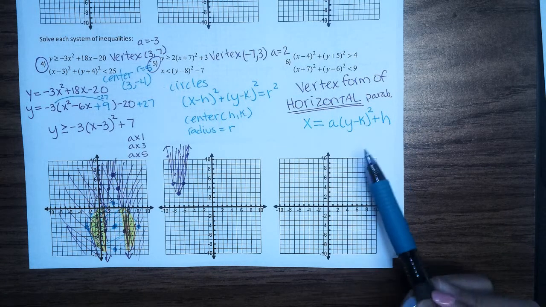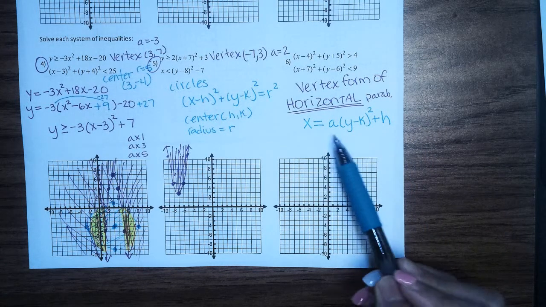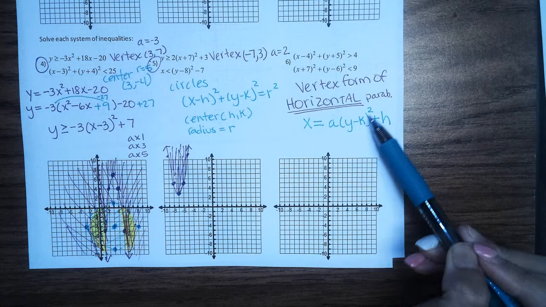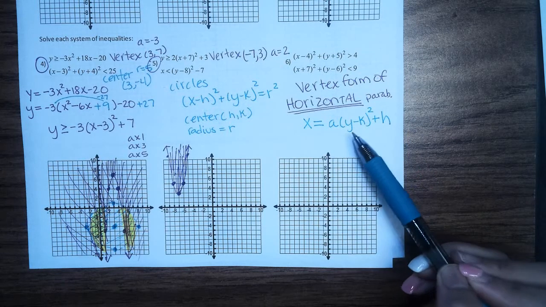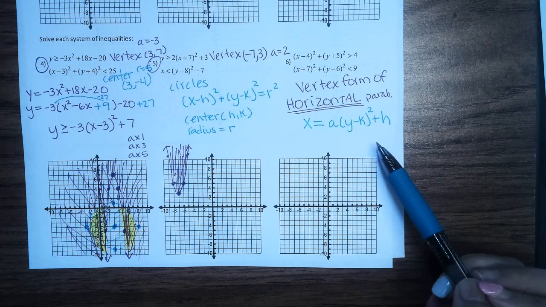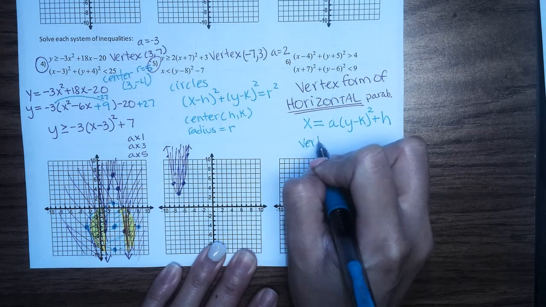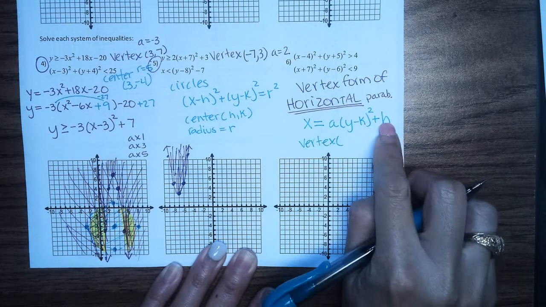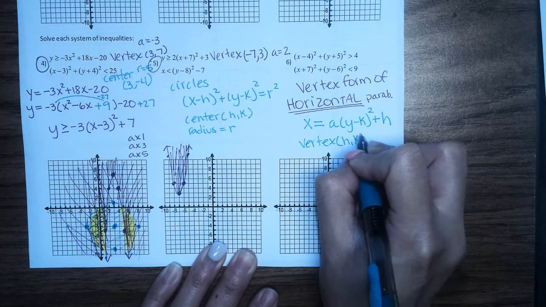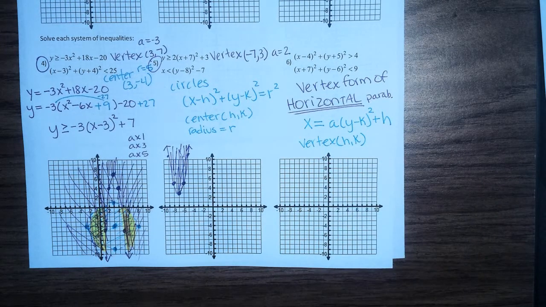And again, you know that this is horizontal because for starters it says x equals, but really because it's y that's being squared. So x equals a(y minus k) squared plus h. The vertex is still h comma k, so write it down. So be careful, the vertex is h comma k. It's always h comma k. And then the a value is still just the a value.